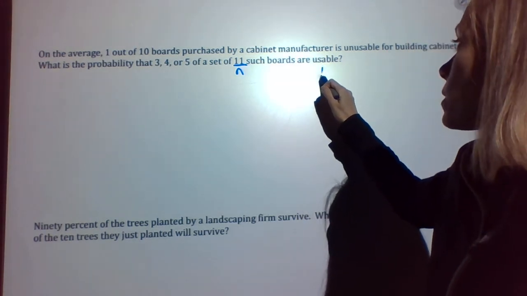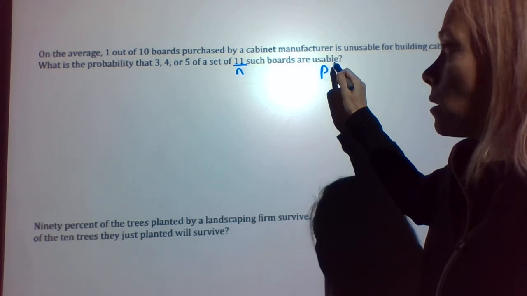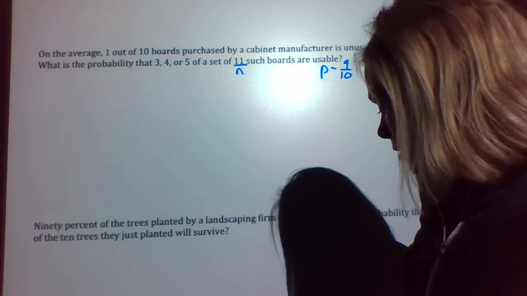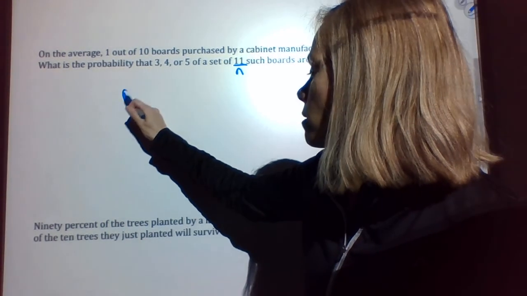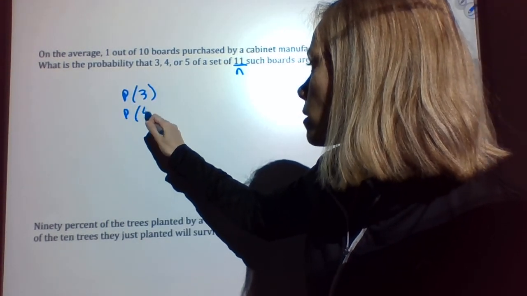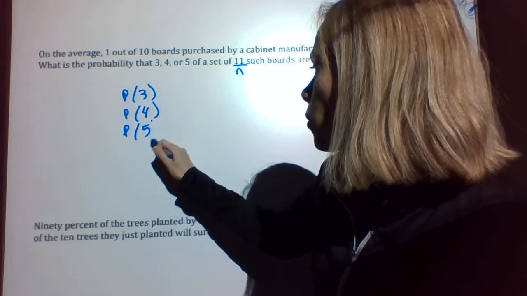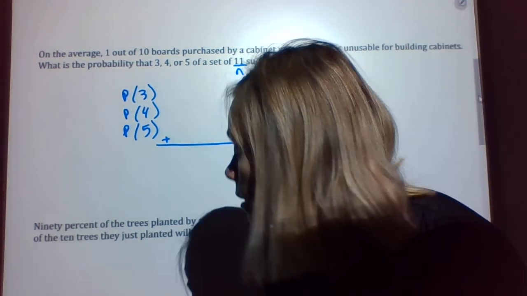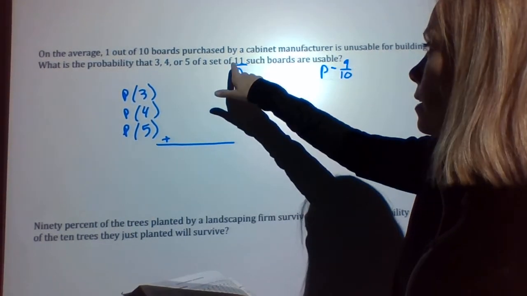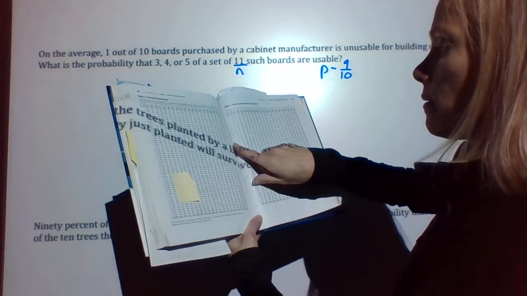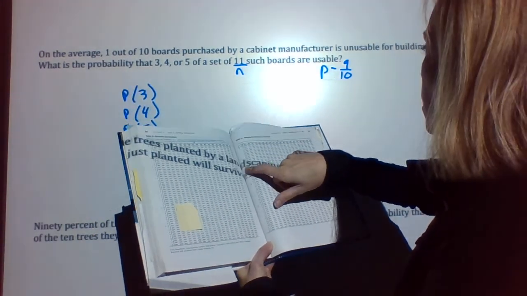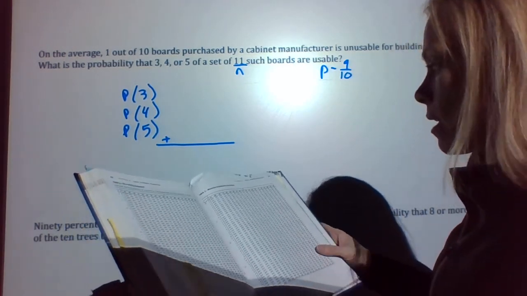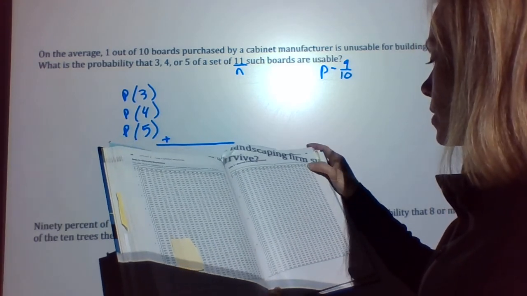Well, in this case, my probability of success would be 9 out of 10. 9 out of 10 are usable. So I need the probability of 3, the probability of 4, and the probability of 5, and OR means add. So I'd add those all up. So getting my table, n is 11. I'm looking right here, n is 11. And I want 9/10. 9/10 as a decimal would be 0.9, 90%.